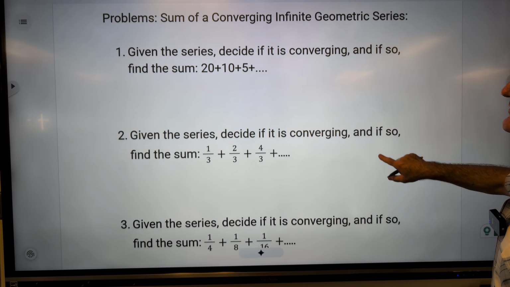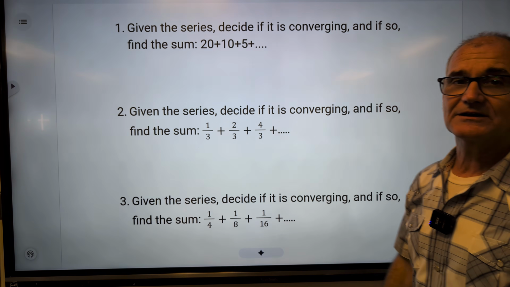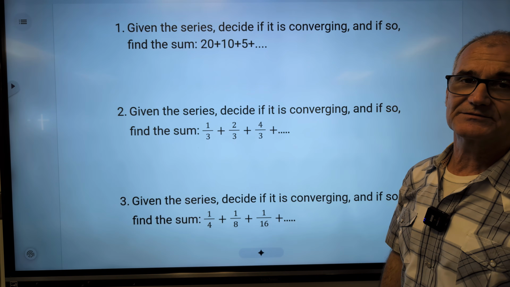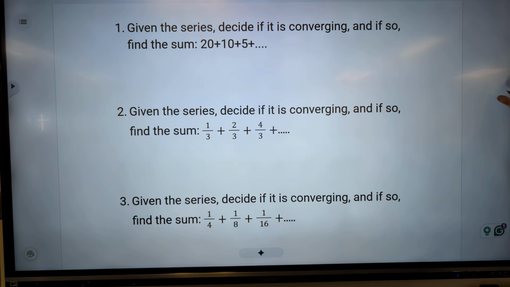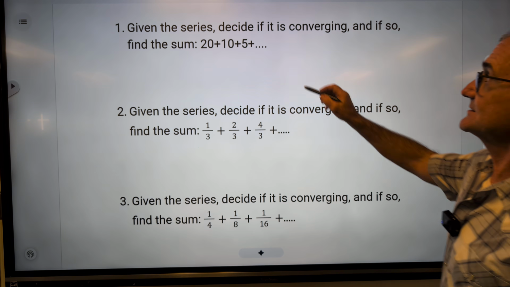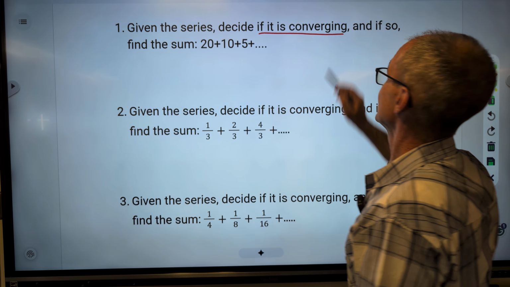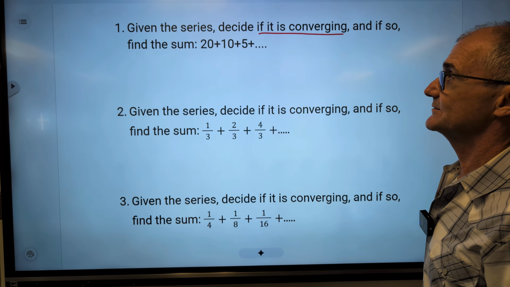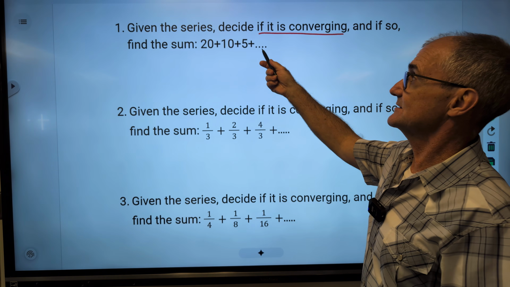I have 6 problems here. Pause the video. Try to do the problem, unpause the video, watch how I solve it. So the first problem, given the series, decide if it is converging, and if so, find the sum. So first I see it is infinite.